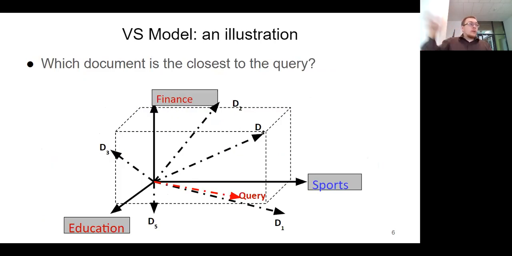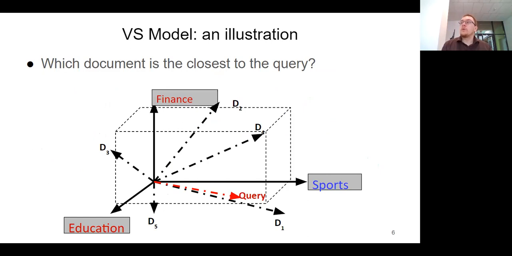So let's look at this picture. Assume for now that words are concepts, some atoms of meaning, something unbreakable in terms of meaning. So this is educational, finance, and sport, which define our text. We have these words with some frequencies, and these arrows represent some documents.